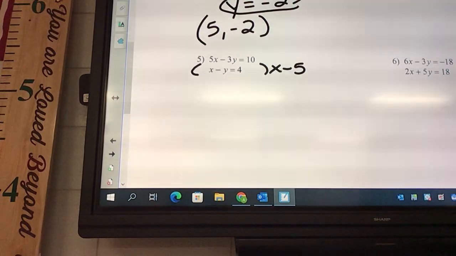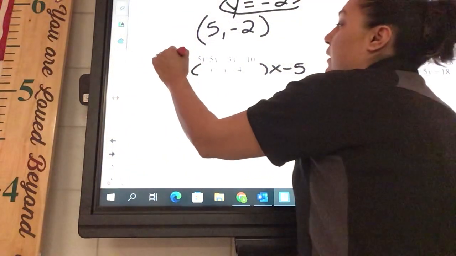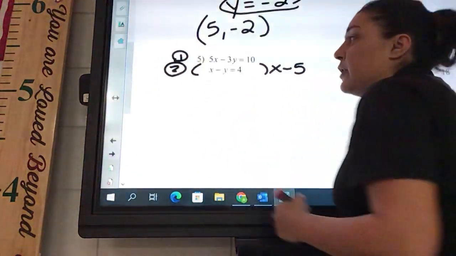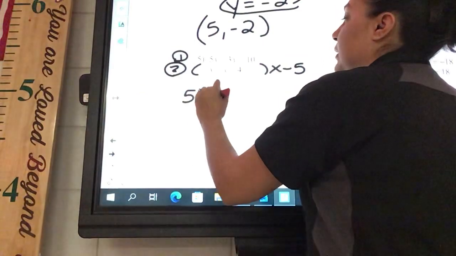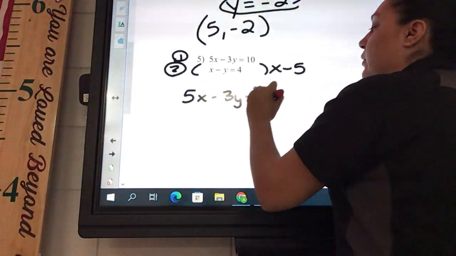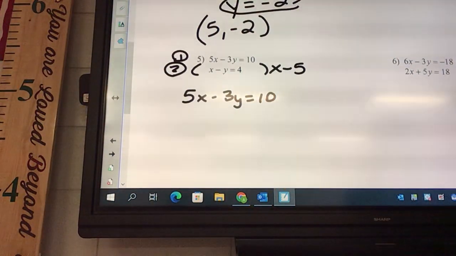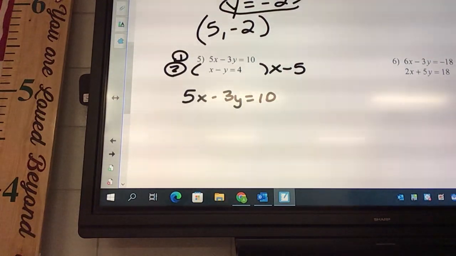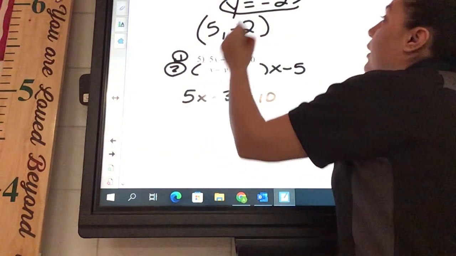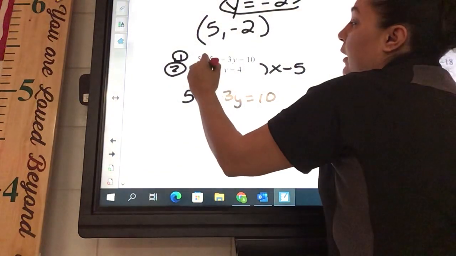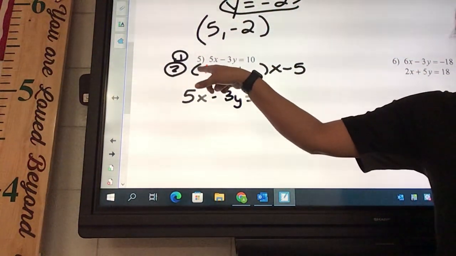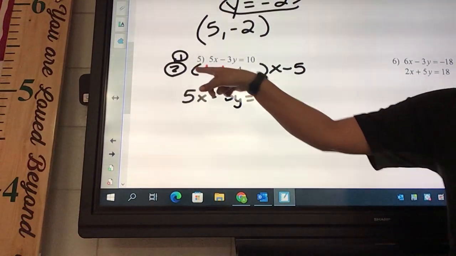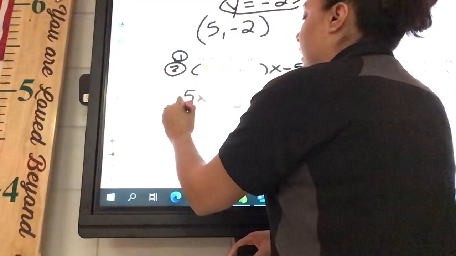Okay, so here's what you need to do. It's definitely important to label your equations. So the first equation, have we changed anything? No, so you can write it down. 5x minus 3y equals 10. Okay, and I'm going to put a 1 in front of these other two, right here and right here. Okay, so what is negative 5 times 1? Negative 5. So you're going to get negative 5x.